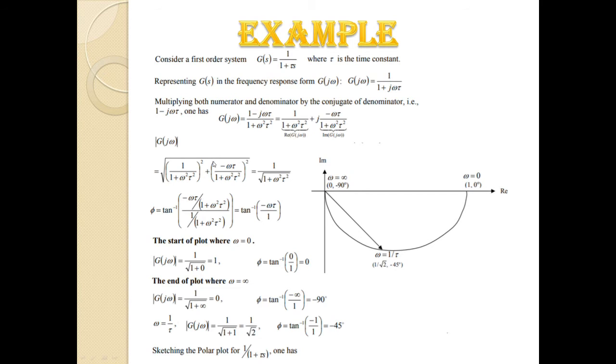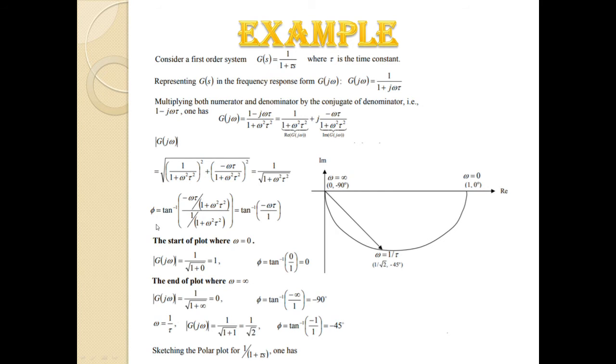Now, the mod of G(j omega) can be calculated by using the formula for x plus iy. The mod of x plus iy is root over of x square plus y square. In the same way, this is under root of real part square plus imaginary part square. So it becomes 1 by root over of 1 plus omega square tau square. So this is the magnitude.